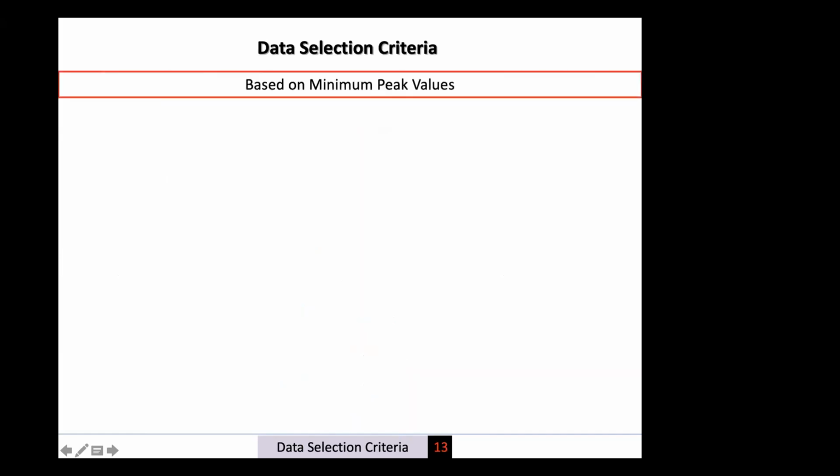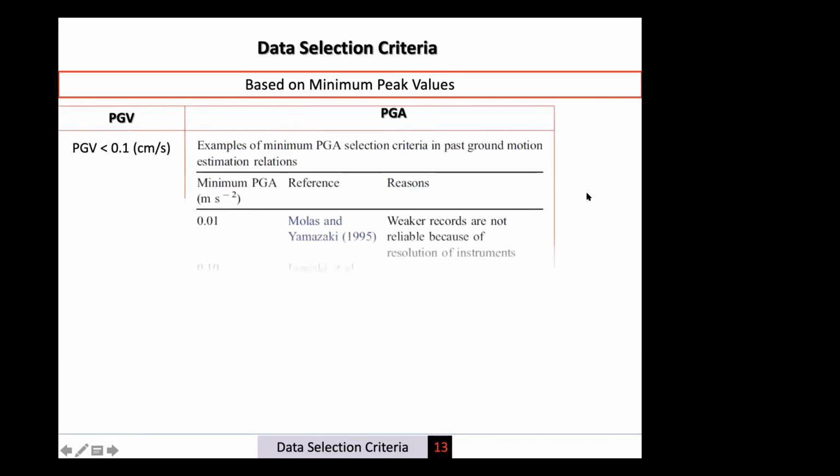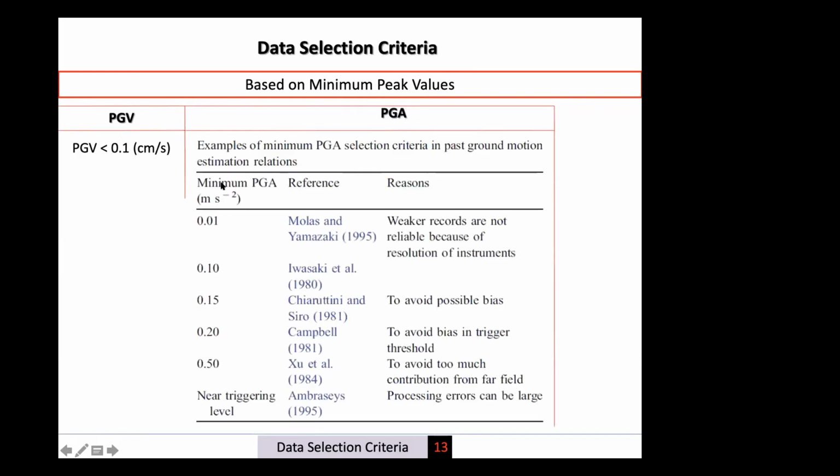So the other data selection criteria is based on minimum peak values. For example, you are already familiar with PGV and PGA and spectral ordinates. Some studies excluded the data with peak ground velocities smaller than 0.1 centimeter per second. Others just consider PGA, and here is a table showing the minimum PGA considered by different studies. For example, this paper considered 0.01 as a threshold of PGA.